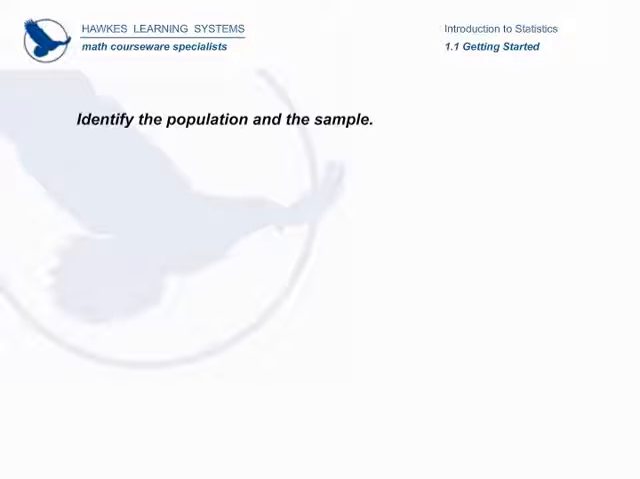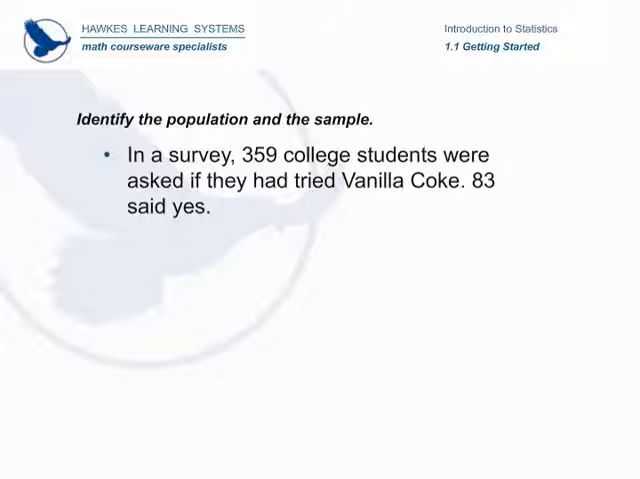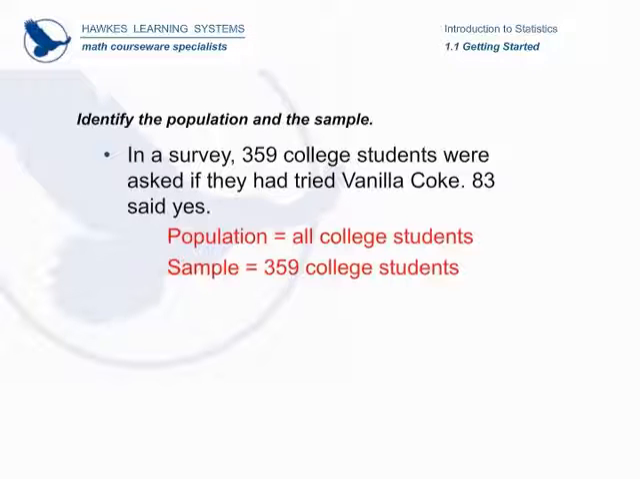Now let's identify the population and the sample. In a survey, 359 college students were asked if they had tried vanilla Coke. 83 said yes. The population would be all of the college students. The sample would be the 359 college students in the survey.